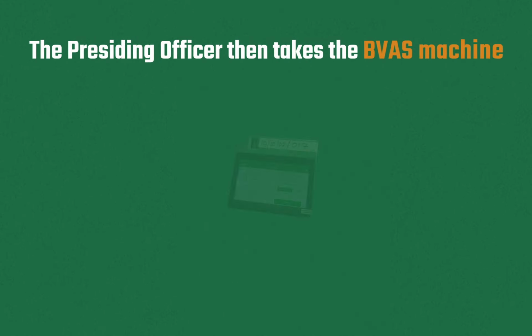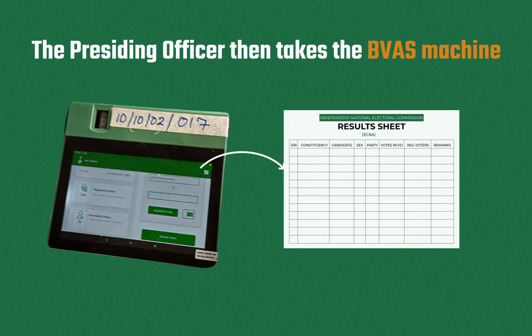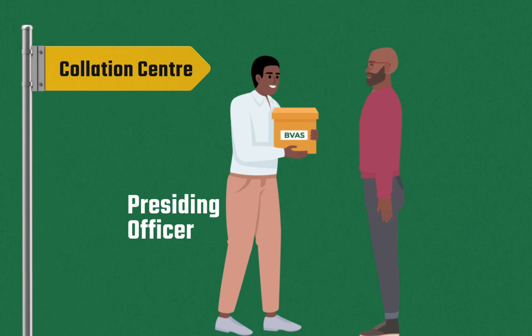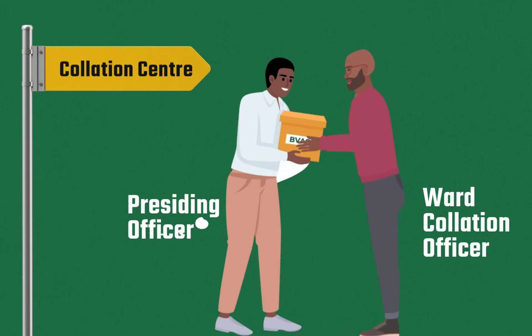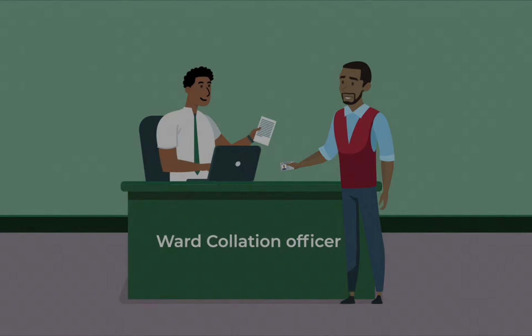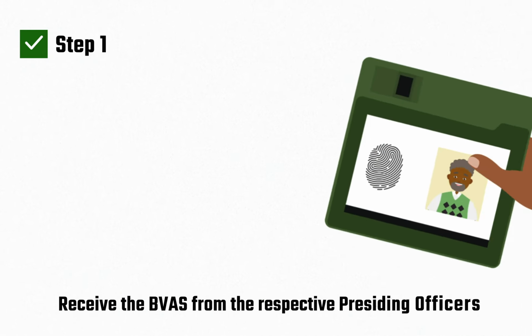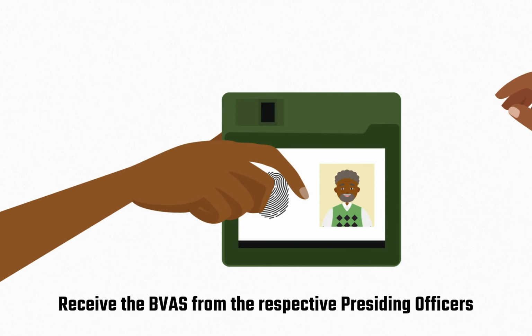The presiding officer then takes the BVAS machine and physical copy of the Form EC8A result sheet to the Collation Center and hands over to the ward collation officer. Now, this is where the collation process really begins. The registration area or ward collation officer shall: 1. Receive the BVAS from the respective presiding officers.